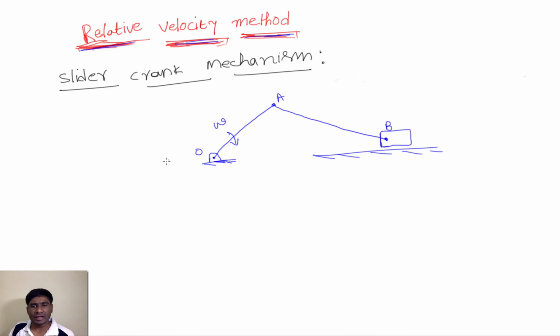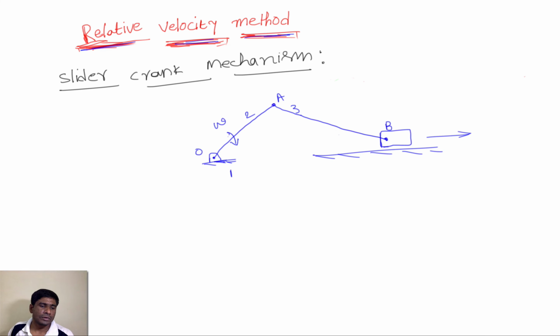This is a slider crank mechanism, and here only the angular velocity of the input link is given, that is the crank OA, and we need to find out angular velocities as well as linear velocities of the other links. This is a coupler link, or we can say link 3, with its linear velocity. Here the slider can have only sliding velocity, its angular velocity is 0. So what is the sliding velocity of the slider? We need to find out these different parameters.